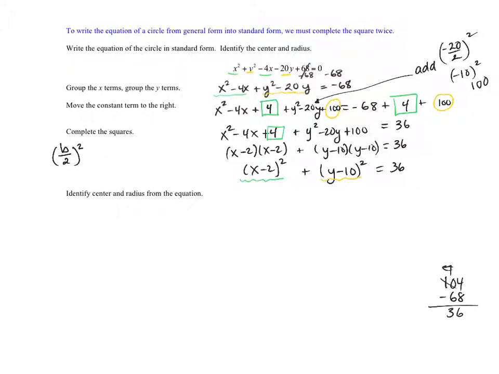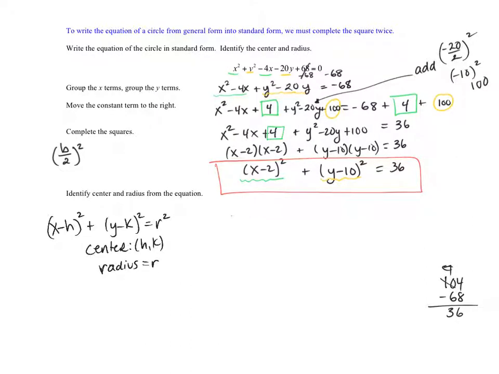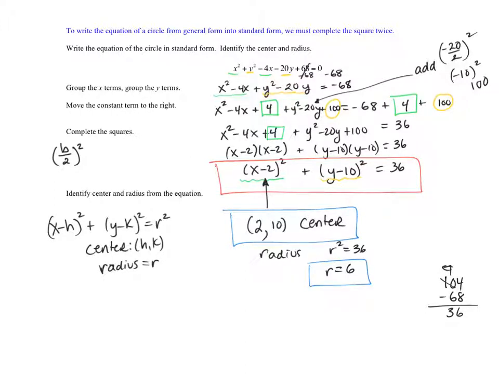Okay, so now I have the general form of my equation, and from that I can just look at it and tell what the center is. The number that's being subtracted from x is the x value of the center. The number that's being subtracted from y is the y value of the center. So our center is at (2, 10), and then the radius, r squared, is 36, so that means that r is 6. Okay, so complete the square and then rewrite it into the general form so that you can tell what the center and the radius are.